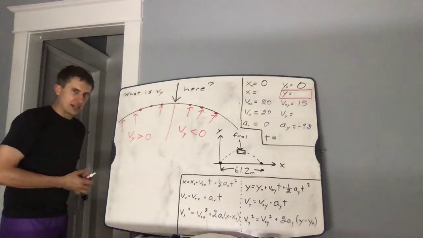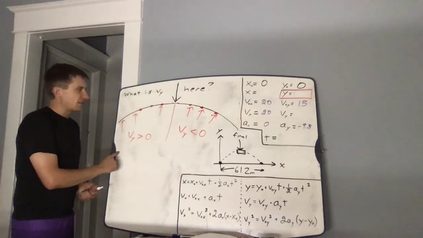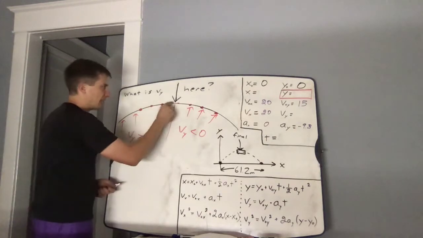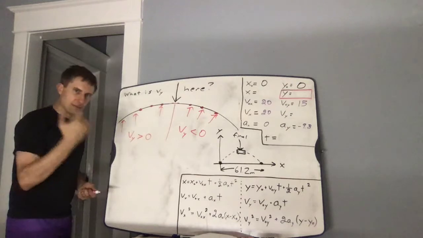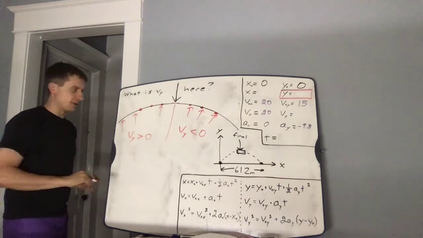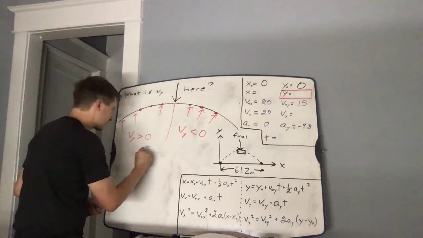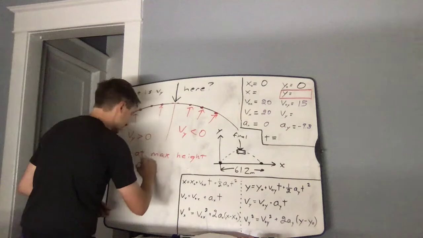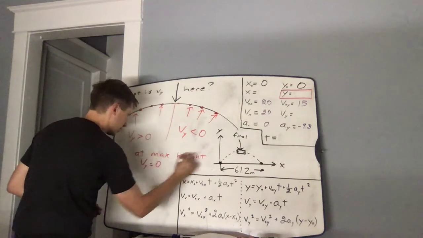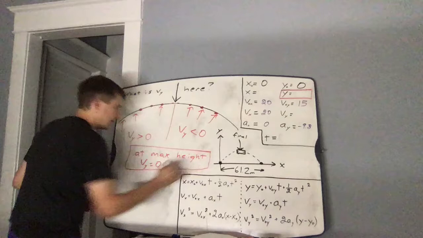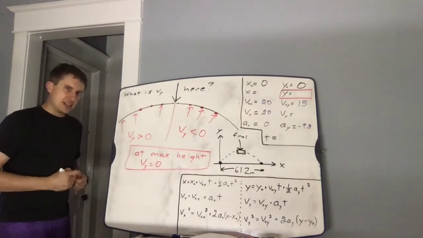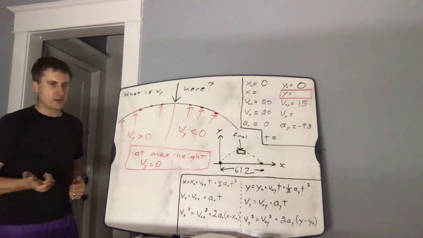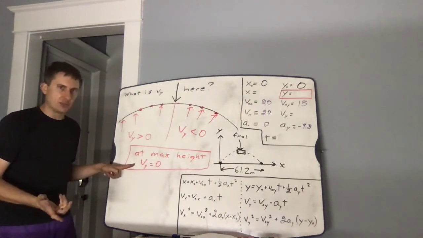If you think about a number line, you cannot go from positive numbers to negative numbers without passing through zero. And at this maximum height of the ball, the vertical part of the velocity is zero. So I could say at max height, Vy is equal to zero. For the topic of projectile motion, which I can also call the topic of free fall, this is always going to be true.